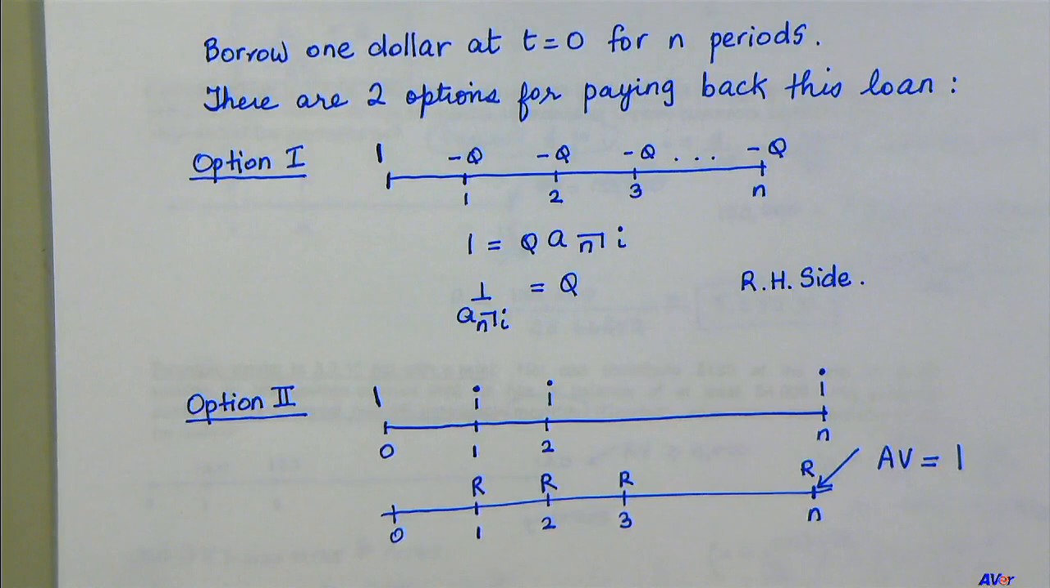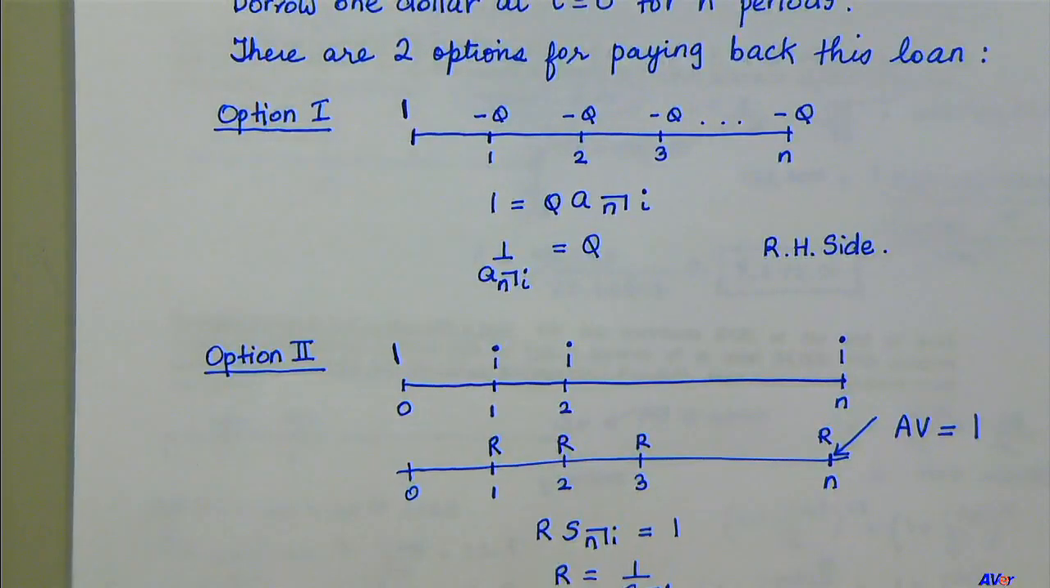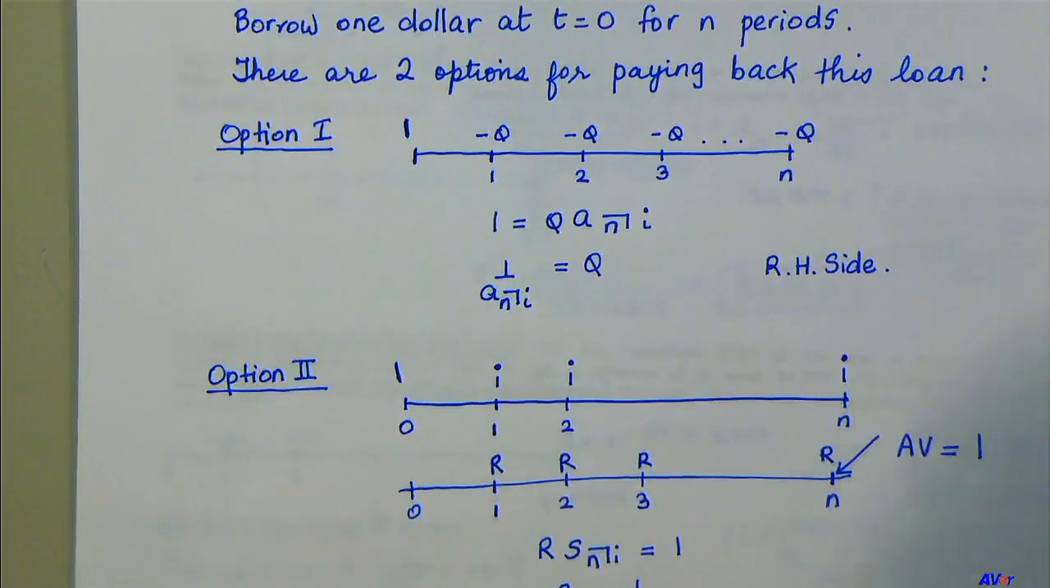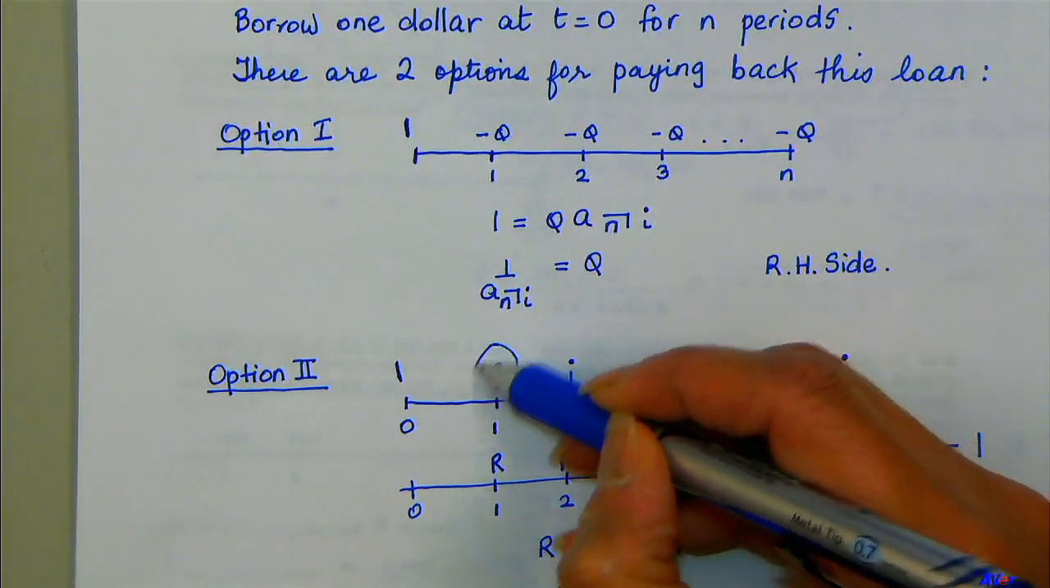What's the symbol for the accumulated value of an annuity immediate? Yeah, S angle N. So can I say R S angle N at I equals 1? Therefore, R equals 1 over S angle N at I. So now, this plus this is the total payment, right?